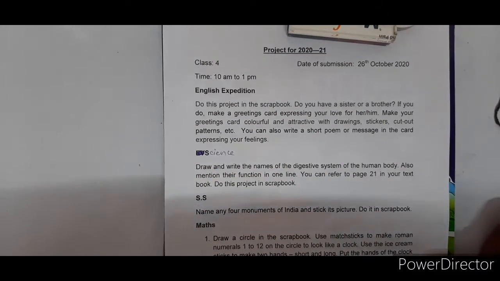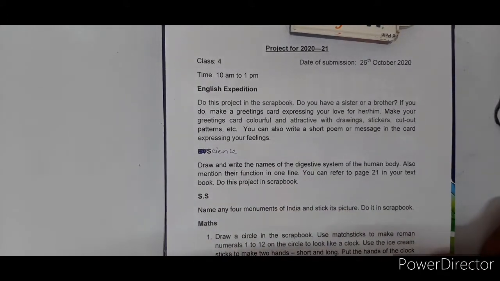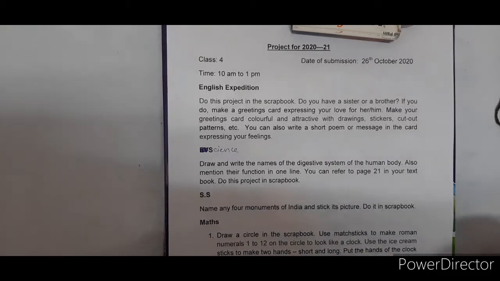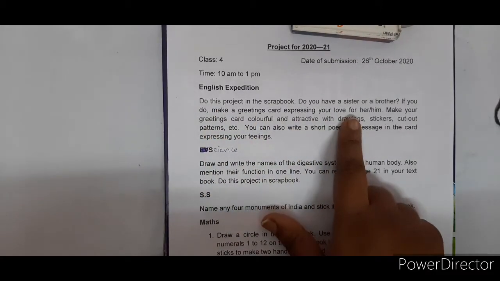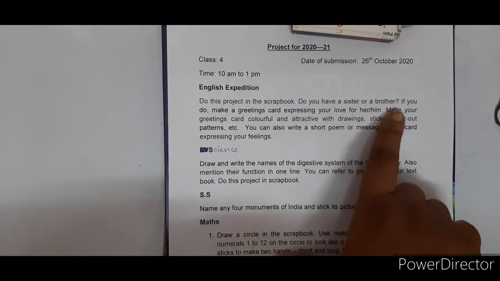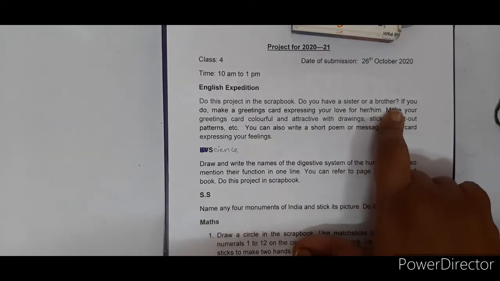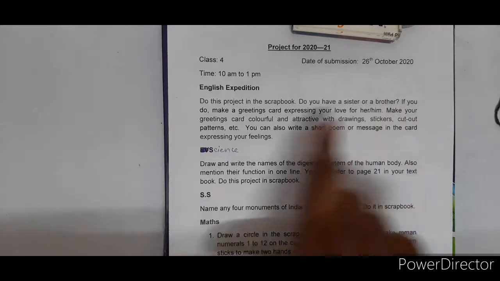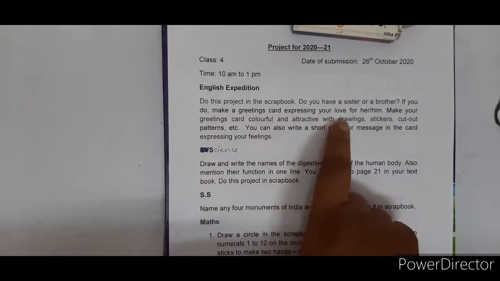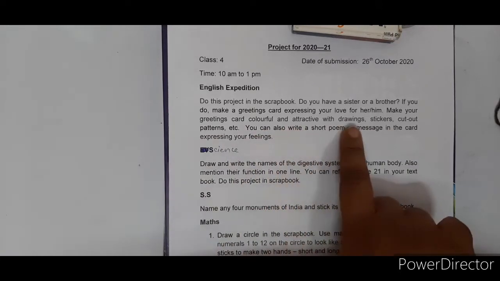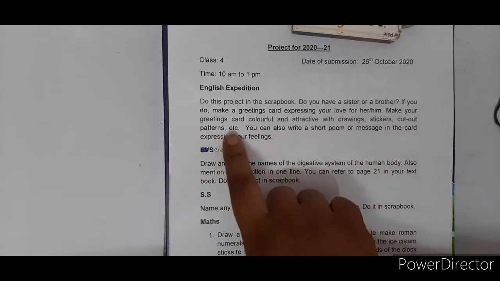So quickly we'll check in like what are the English expedition subject project which you are supposed to do. Now I'm just reading it and I'll explain it too. Do this project in the scrapbook. Do you have a sister or a brother? आपके भाई बहन है? Yes, no, है, नहीं है तो cousins होंगे. Somebody will be there na as a brother or sister. So if you do, make a greeting card expressing your love for him or her. Make your greeting card colorful and attractive with drawings, stickers, cutout patterns, etc.